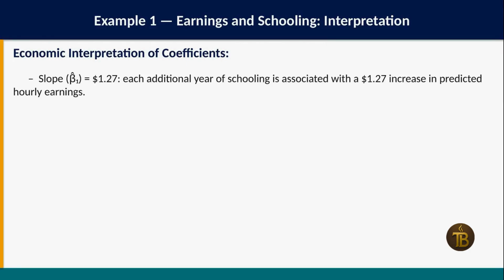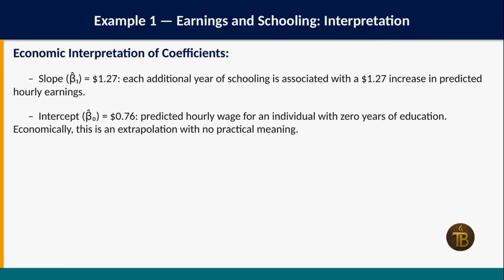Slope 1.27 tells us that each additional year of schooling is associated with a $1.27 increase in predicted hourly earnings. The intercept, 76 cents, is the predicted hourly wage for someone with 0 years of education. Economically, that's really just an extrapolation. Almost nobody in the sample has 0 schooling, so this number has little practical meaning on its own.